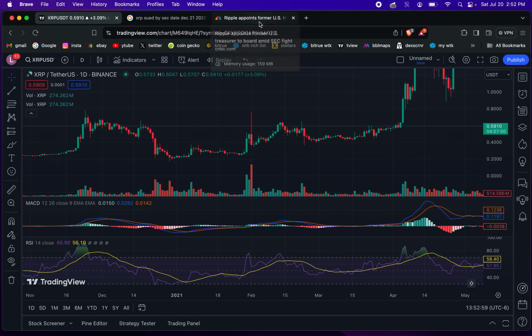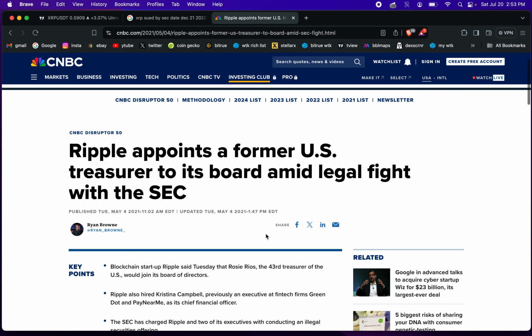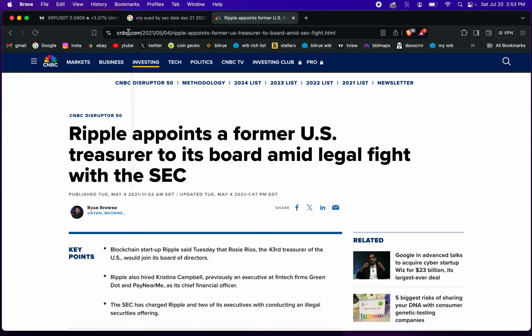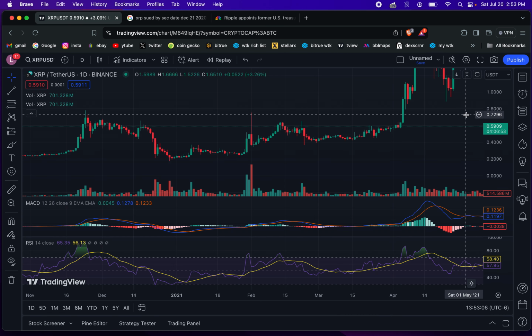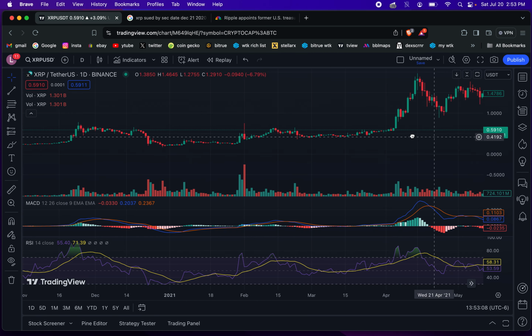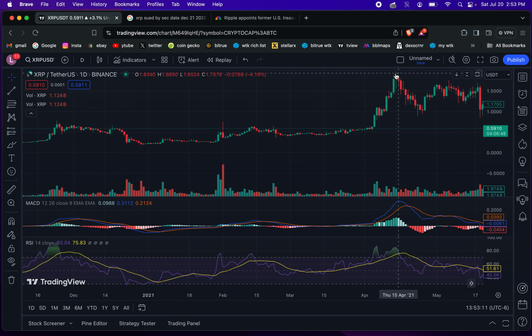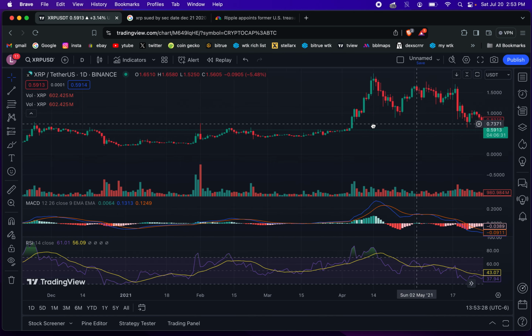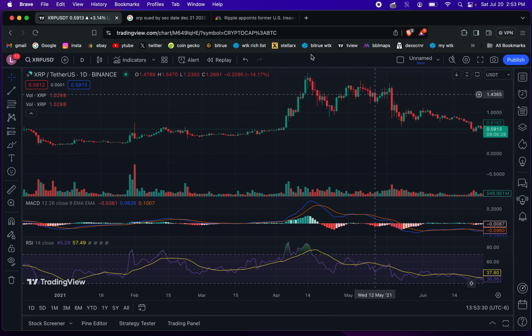And then the price went to $1.96 on May the 4th, 2021. So let's go back to May the 4th, 2021, when they hired Rosie Rios from the Treasury. You would have sold about $1.60. It's hard to call the exact top, guys, but look at this MACD cross coming down. So that's a solid buy the rumor, sell the news, buy the fear, sell the news.